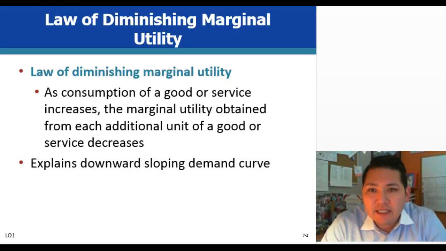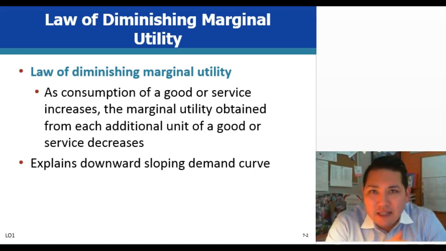Diminishing just means it's getting smaller, right? And so the concept is, as consumption of a good or service increases, the marginal utility obtained from each additional unit of the good or service decreases. Say food, right? That first plate of food provides you a lot of utility. That second plate of food, well, you're already kind of full, so it's a little bit less utility. That third plate of food, even less utility, until you get to the point where it provides you absolutely no benefit at all. And actually, it could be hurting you, right? Making you sick. You keep eating and eating and so on.